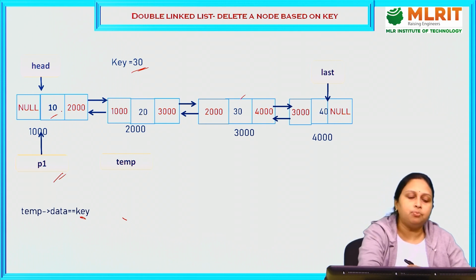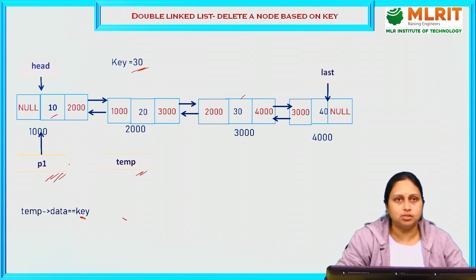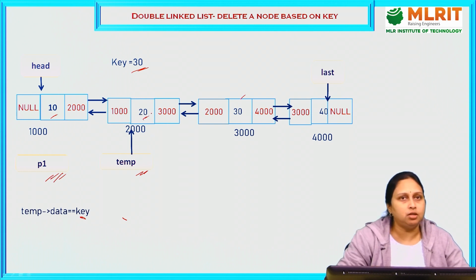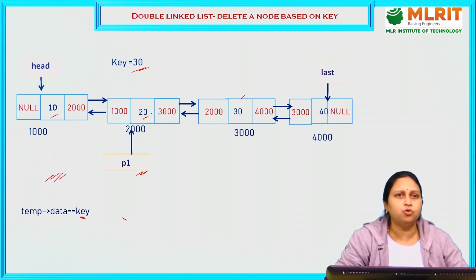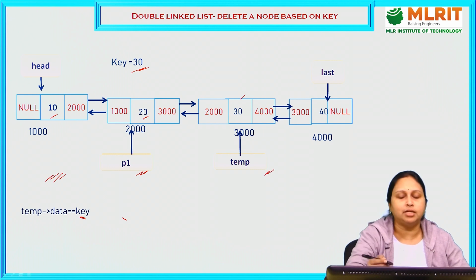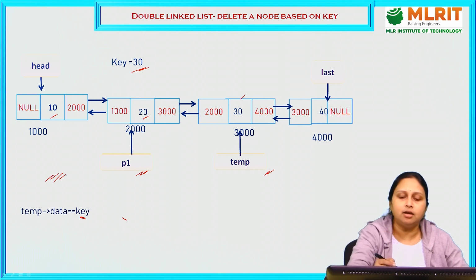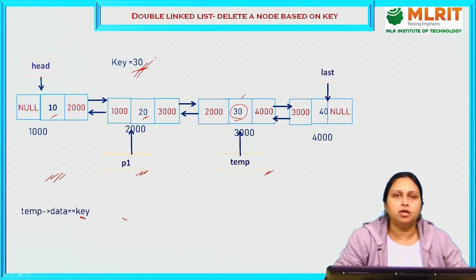When we are moving temp to the next location, we need to assign temp to P1, right. Now again we check temp arrow data is equal to key value: 20 equal to 30, no. Again we move to the next location, and at the same time we move P1 as well as temp. First temp is assigned to P1, then we move temp to the next location. Now again repeat the same process. Check temp arrow data. Yes, temp arrow data is 30 and the key value which we have taken is 30. Now we are going to stop here.